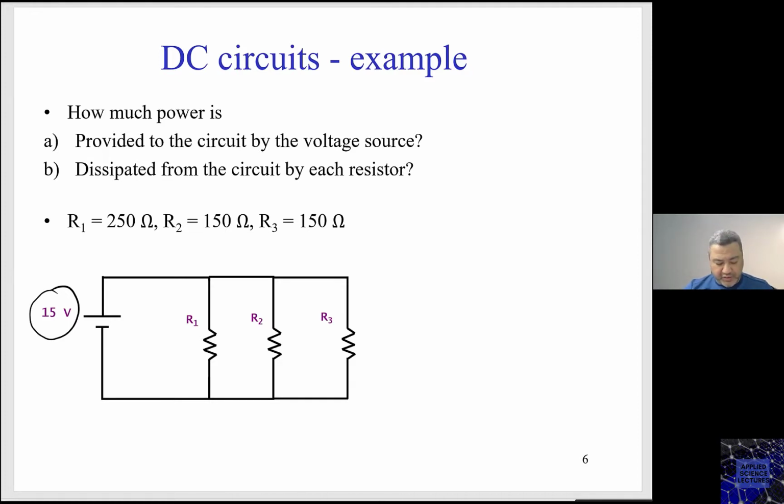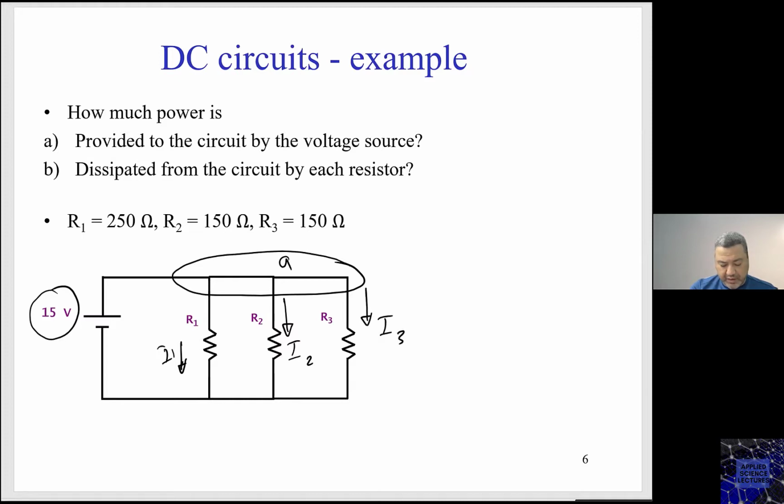One of the ways to do it is to calculate the current. So we have here this junction, right? This is a junction. Let me call this one A. I can calculate the current. So let's assume that this is I1, this is I2, this is I3, and this one is I tot.